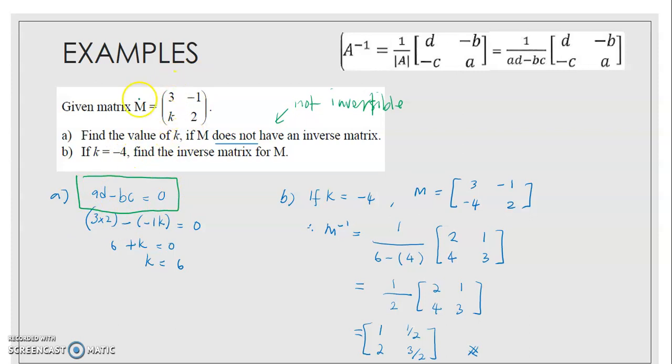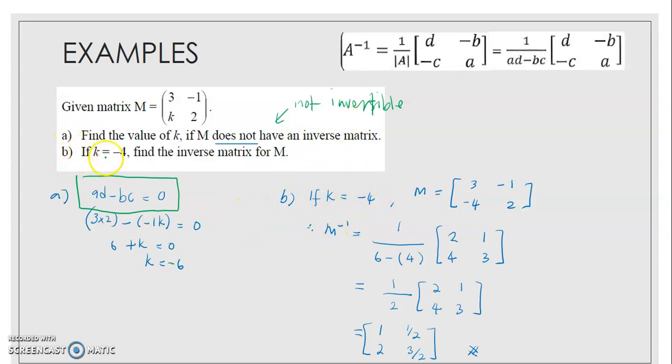So from this matrix M, AD is 3 times 2 minus negative 1 times K. So negative 1K. So we get 6 plus K equals 0. Therefore, K is negative 6. Okay, sorry, I forgot to put negative. So K is negative 6. Okay, next.